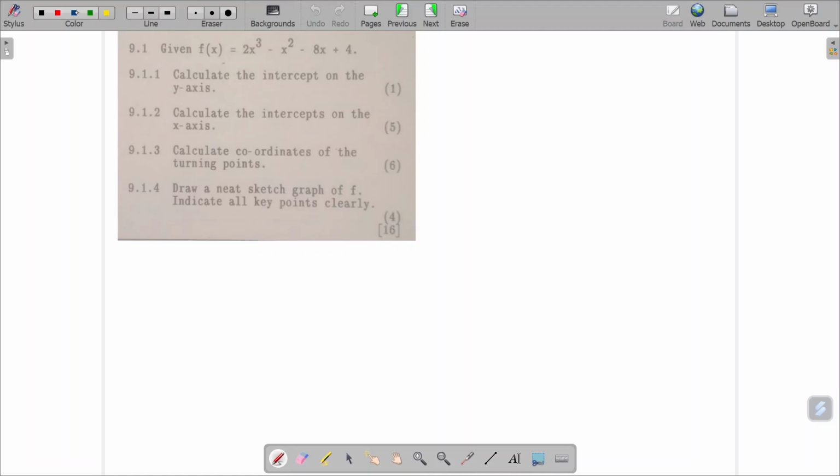So what I'm going to do now is look at a couple of examples from old exam papers. This, you can see from the mark allocation that 9.1.1 is not meant to be difficult. Please always keep an eye on mark allocation.